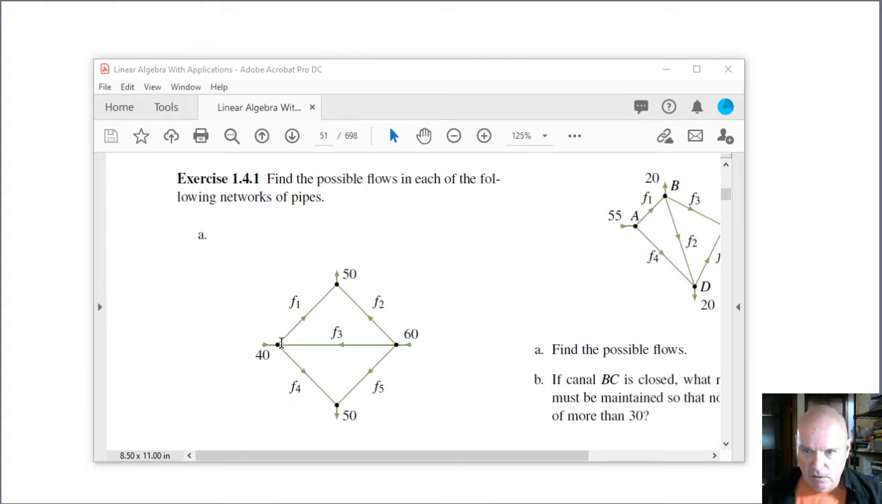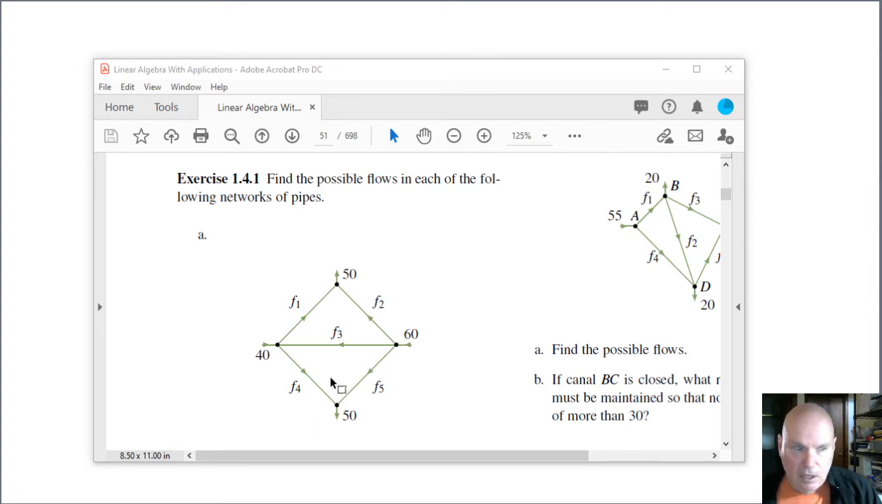So looking here at this first node, I've got 40 plus F3 entering. That will be equal to F1 plus F4 leaving. At this node, I have F1 plus F2 entering. That will be equal to 50 leaving. Here I have, let's see, just 60 entering. That's going to be equal to F2 plus F3 plus F5 leaving. And at this bottom node, I've got F4 and F5 entering, and then 50 leaving.